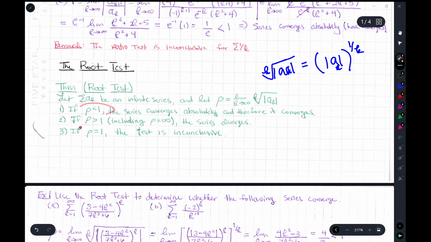If rho is strictly less than 1, the series converges absolutely. And of course, if it converges absolutely, it converges. If rho is strictly greater than 1, including if rho diverges, then the series also diverges. If rho is equal to 1, the test is inconclusive.